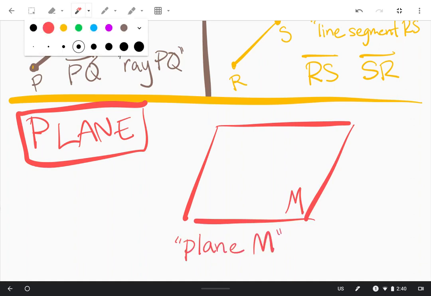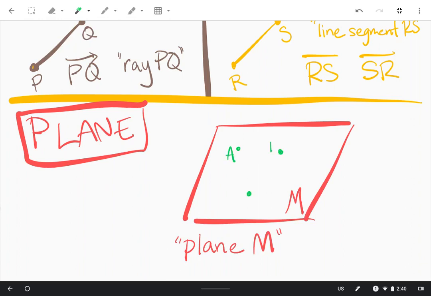Now, the other thing that you might see sometimes is some points in that plane. If you see that, you could also call this plane ABC. In other words, the plane that has the points A, B, C. I want to make sure you understand the difference between naming a plane with points and naming it with just this label. You will know because these will actually have points that you can see on the diagram, whereas the M does not have a point.